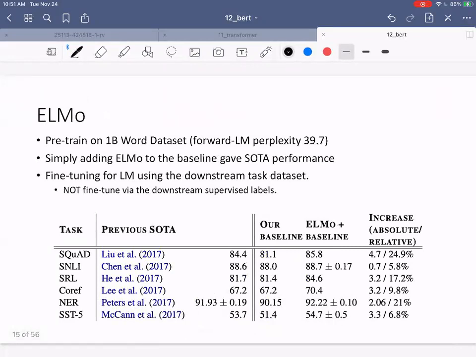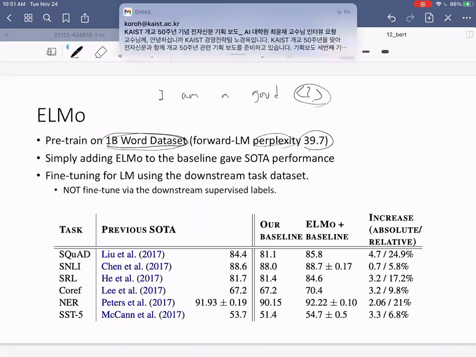All right, moving on. The authors of ELMo pre-trained ELMo on something called the 1 billion word dataset, and their forward language model perplexity was 39.7. Perplexity is basically exponentiated entropy. So you can crudely interpret this number as follows: when predicting, for example, "I am good something," the ELMo model, trained on the 1 billion word dataset, can narrow down the identity of this blank word into one of about 40 words.